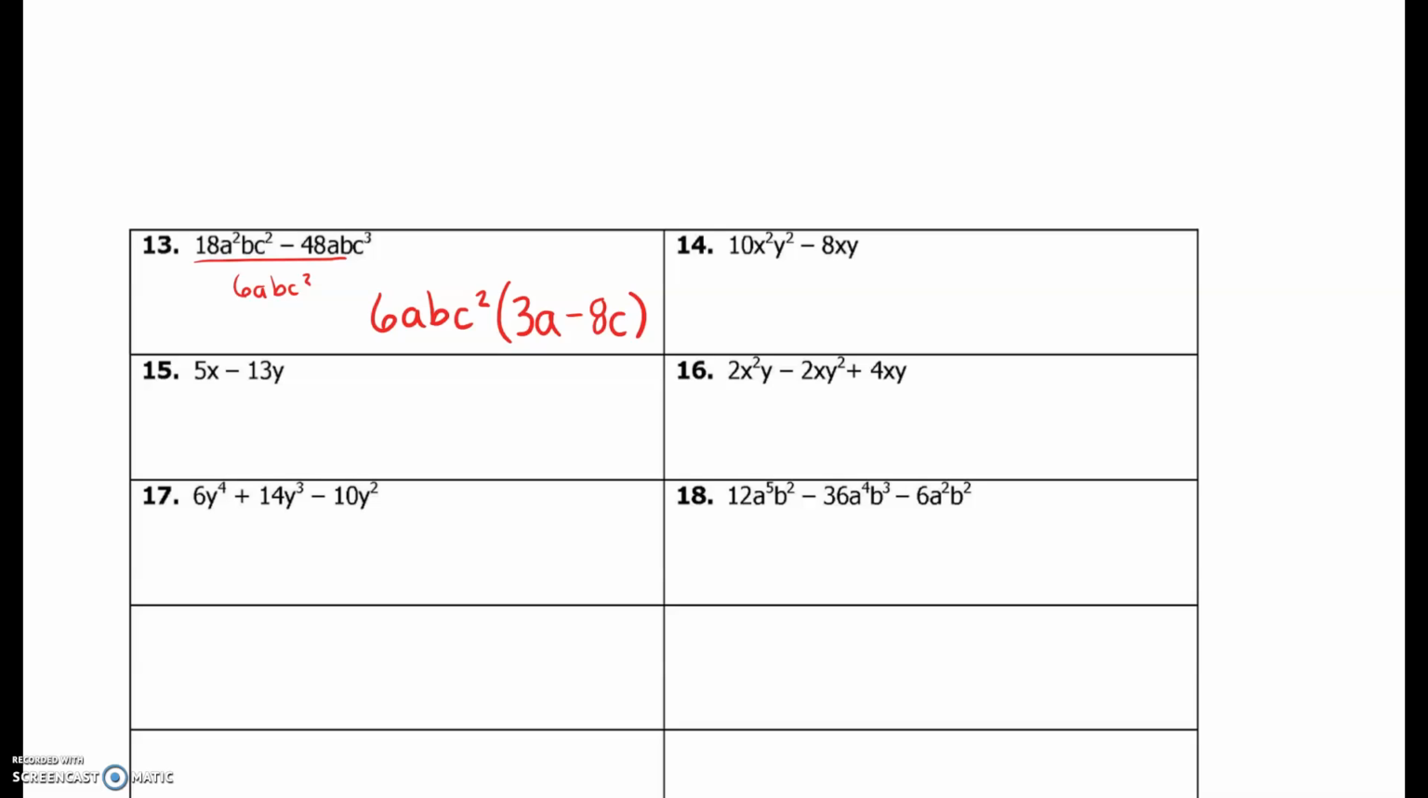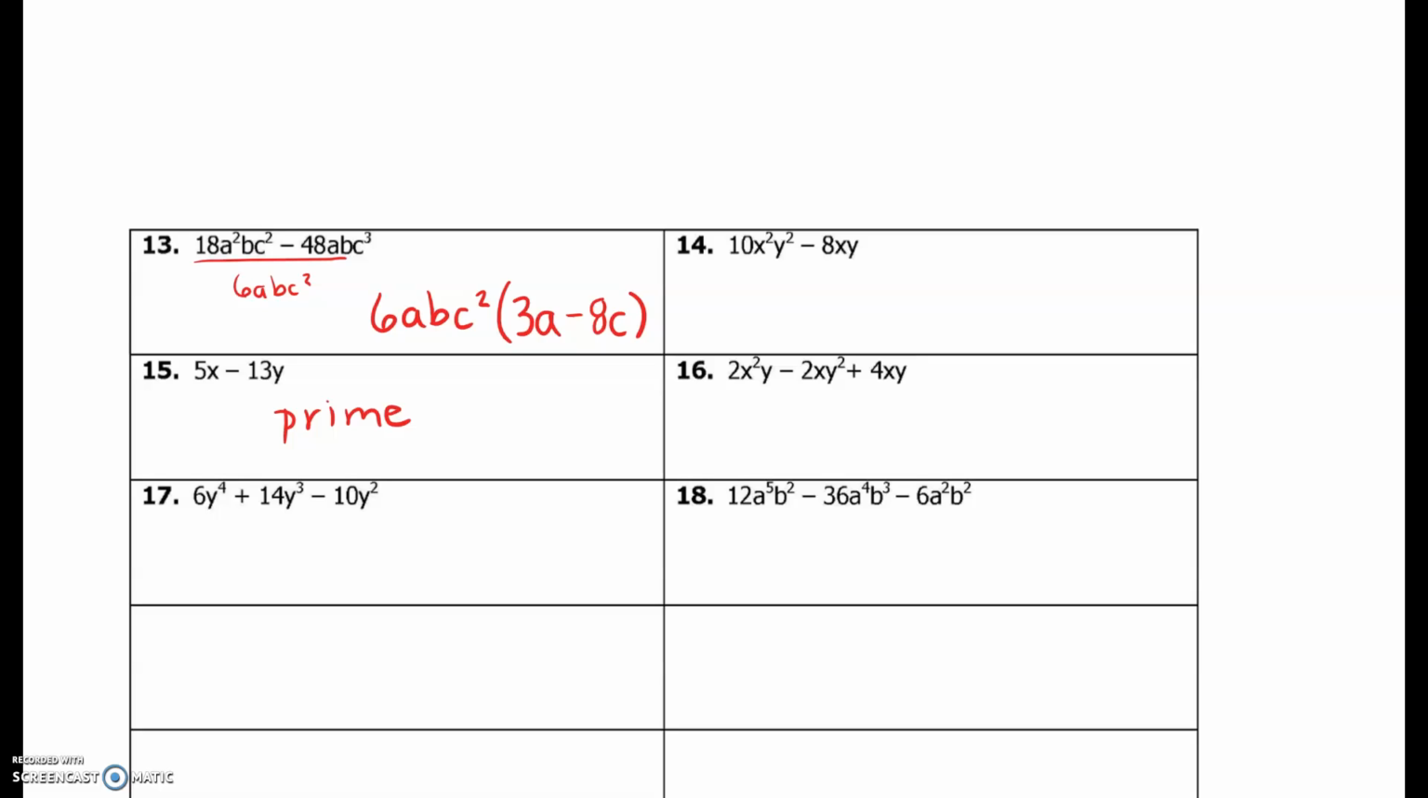Now in number 15, this doesn't happen very frequently when I am asking you about this topic, but if you look at 5 and 13, 5 and 13 are both prime numbers. They do not share any common factor. So if you get in a situation that cannot be factored, you will write the word prime. I will tell you, this is the only prime expression on this handout, so that should be the only one that you write the word prime for.